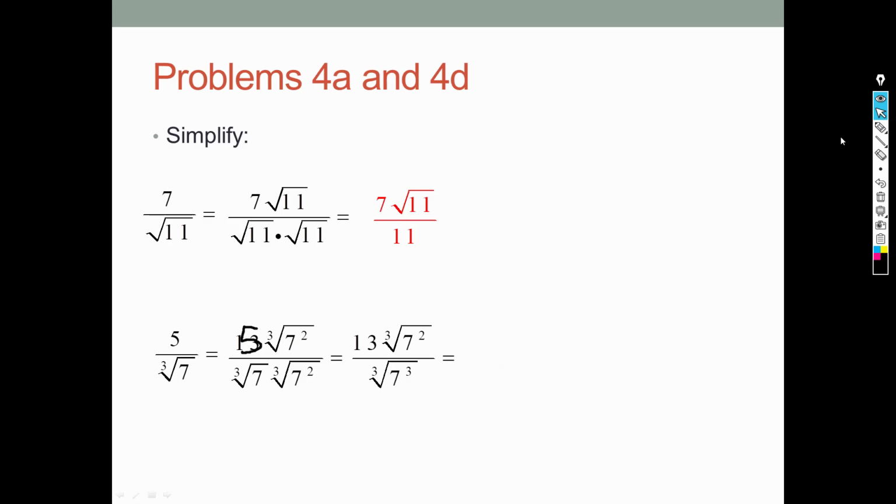Again, this is a 5, and it goes here. So this comes down to the cube root of, again, so your final answer is 5 times the cube root of 7 squared, or you can write that as 49 over 7.